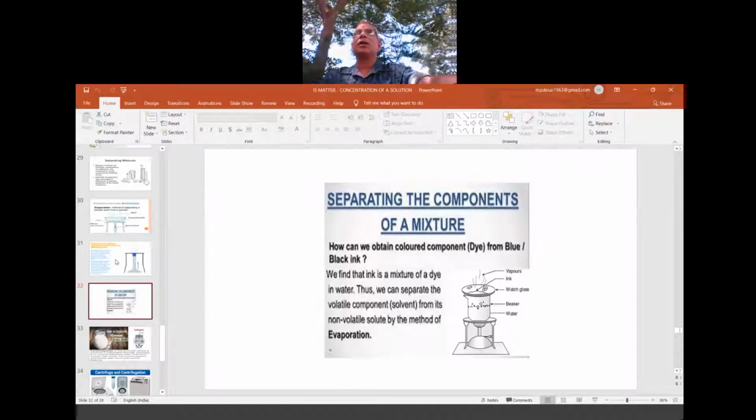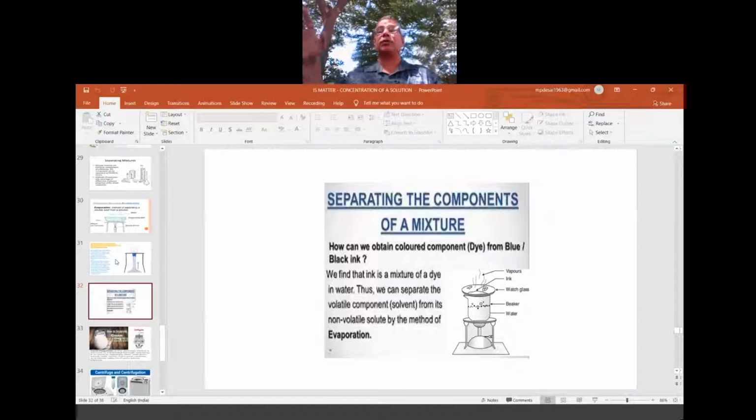For this you can try in your house: one spoon water and one spoon petrol, if you keep them, I think within half an hour the petrol evaporates. But for one spoon of water to evaporate, it takes a little more time because water is not so volatile. It is volatile, but here we are comparing.